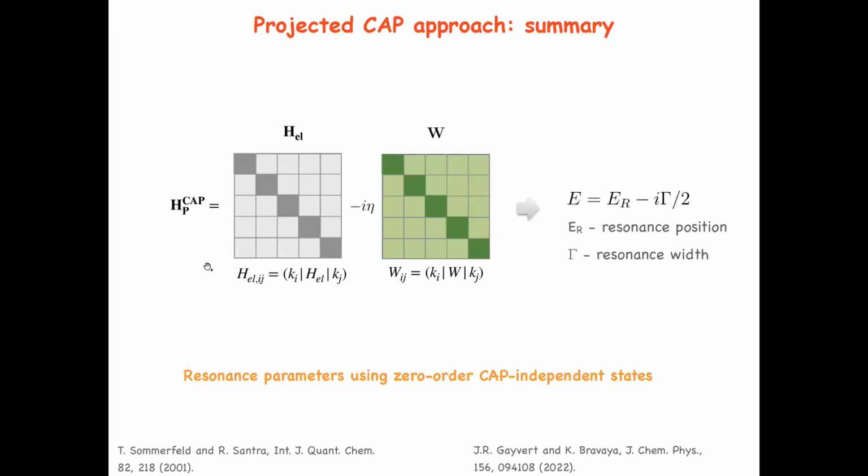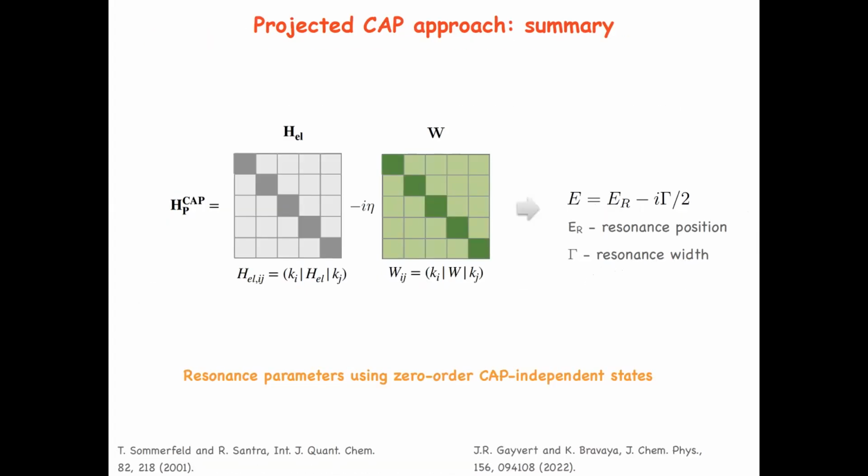Once again, we do a single electronic structure calculation, which does not know anything about the existence of the complex absorbing potential. We generate the basis of the zero order states. We calculate the CAP matrix in the basis of zero order states. We form the CAP augmented Hamiltonian. We diagonalize this matrix and we get complex eigenvalues, which give us the real part as energy and the imaginary part as the resonance width, which is inversely proportional to lifetime. Okay, so that's the basic approach.